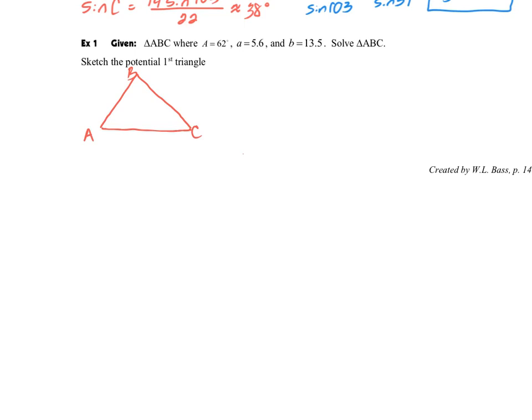So I've got an angle A of 62 degrees, a side A of 5.6, and a side B of 13.5. What you would do is recognize you have two sides and a not included angle. Typically we would draw that second triangle, but we're not going to here. We just want to analyze the algebra on this one. So when I set this up with my link, I get 5.6 over sine 62, and that's going to equal my 13.5 over the sine of angle B.